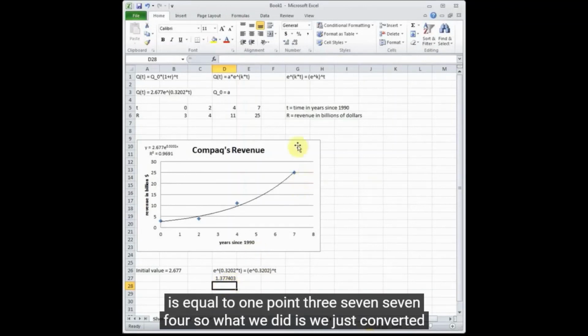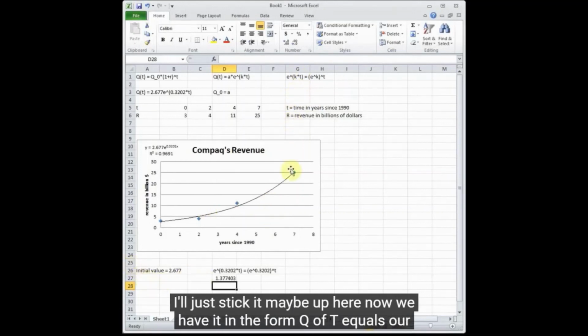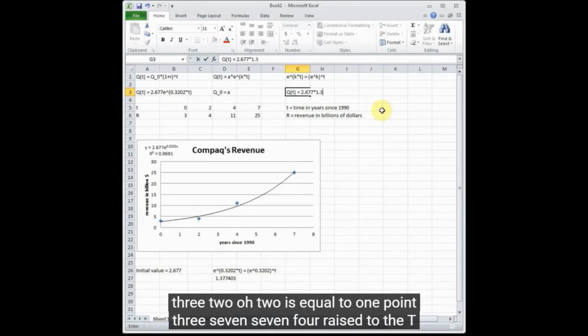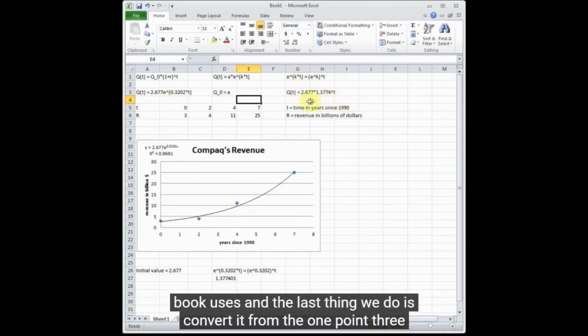So what we did is we just converted e raised to the k times t to now we have it in the form, where can I write this? I'll just stick it maybe up here. Now we have it in the form Q of t equals our initial value, which is still 2.677, times, and again, e to the 0.3202 is equal to 1.3774 raised to the t. So we just converted it from Excel form with the e into closer to what your book uses.